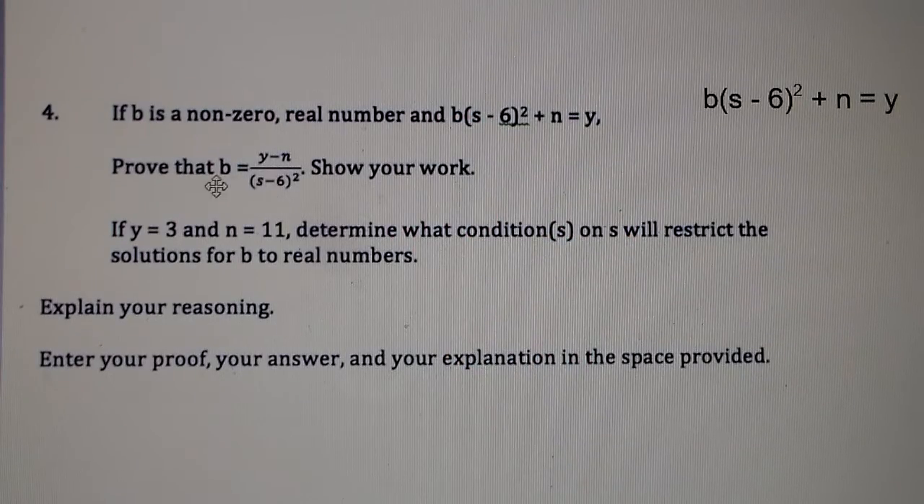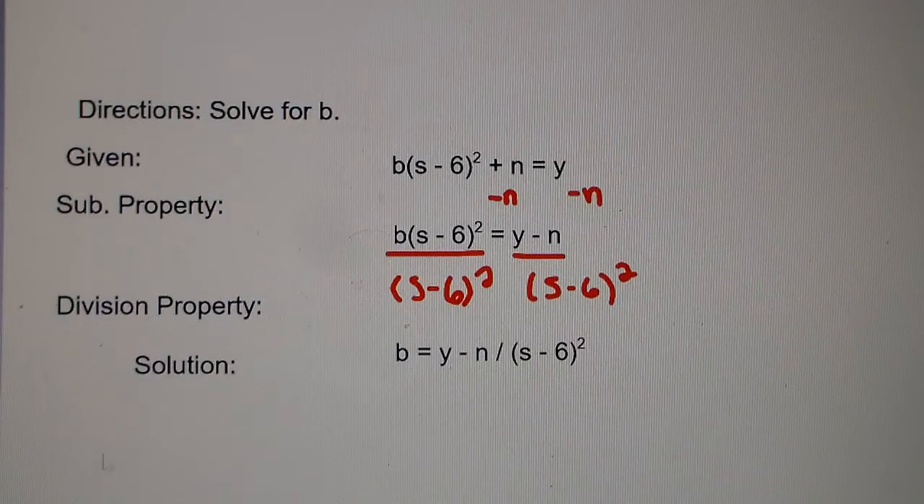Here's number 4. Our goal is to solve for b. So that's what I did here. There's your problem. I subtract n from both sides, so I get b times the parentheses, and so on. To get b by itself, since it's b times, I have to divide by (s − 6)² on both sides. So I get b equals (y − n) divided by (s − 6)².